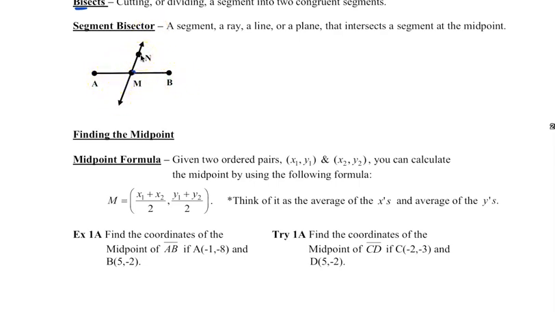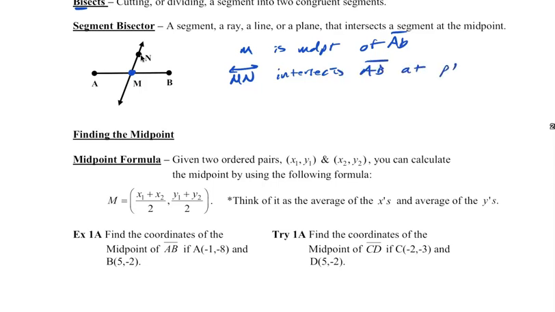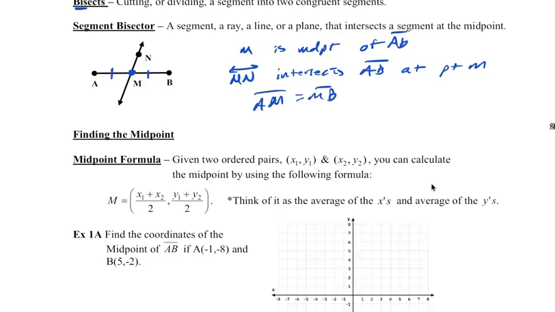So we could say here, M is the midpoint again of AB. Then we could say MN, now it's a line, so put a little line marks there, intersects AB at point M. And we could say AM is equal to MB. So this side's congruent to this side.